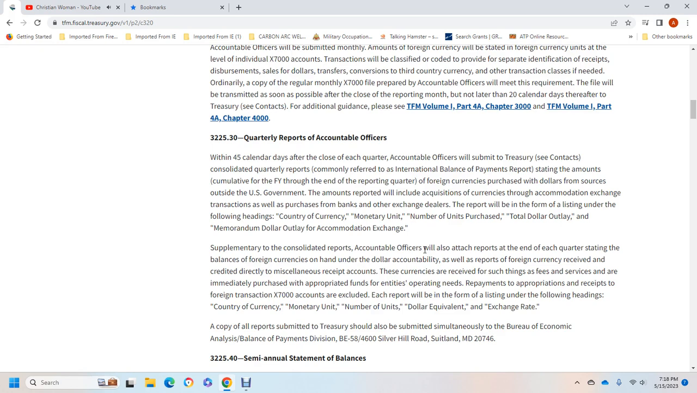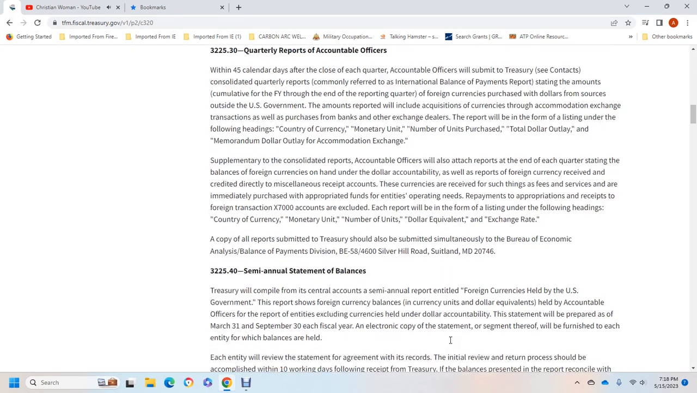Of the payments of appropriation receipts, foreign transaction X7000 account with excluded. Each report will form a list under the following headings: current currency of the monetary units, number of units of the dollar equivalent, and exchange rate. Copy of all of the reports submitted with the Treasury shall be submitted simultaneously with the Bureau of Economic Analysis, Balance of Payments Division, BE-58, 4600 Silver Hill Road, Suitland, Maryland 20746.